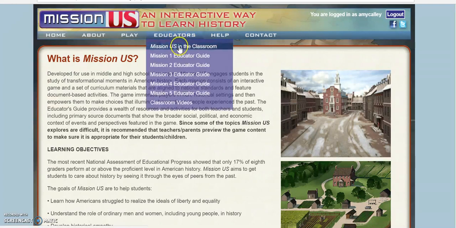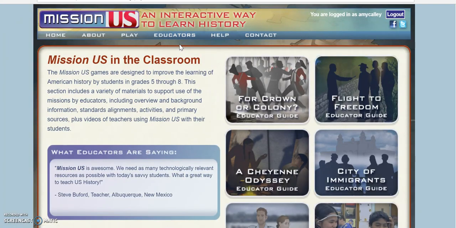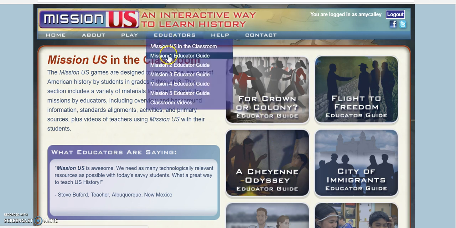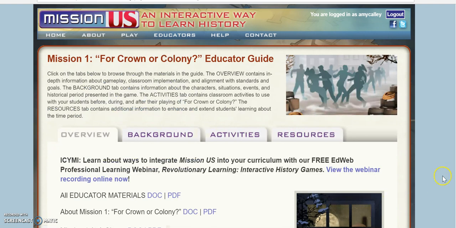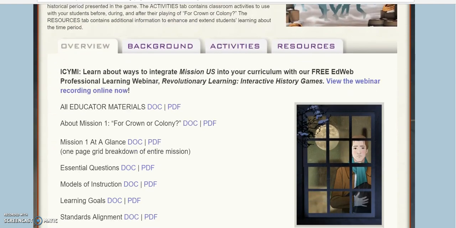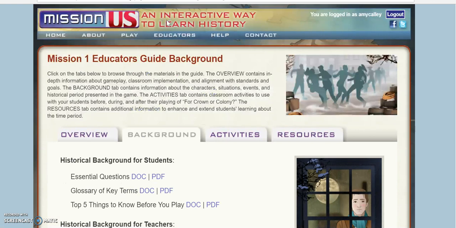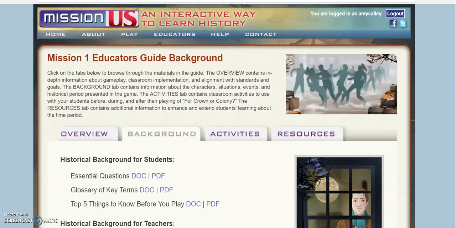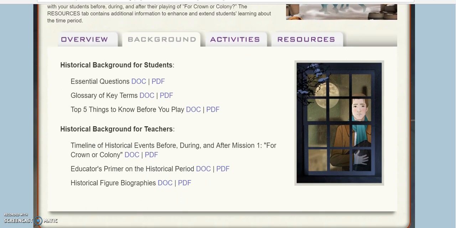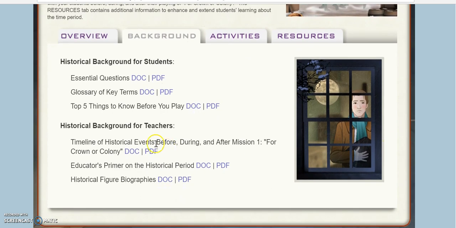For educators, you can read about Mission US in the classroom. There are educator guides for each one of the missions. The educator guides include an overview, including educational materials, essential questions, learning goals, standards alignment, background information, key terms, things to know before you play, and historical background for teachers, which will be beneficial for someone that might not be as familiar with the American history or social studies standards.